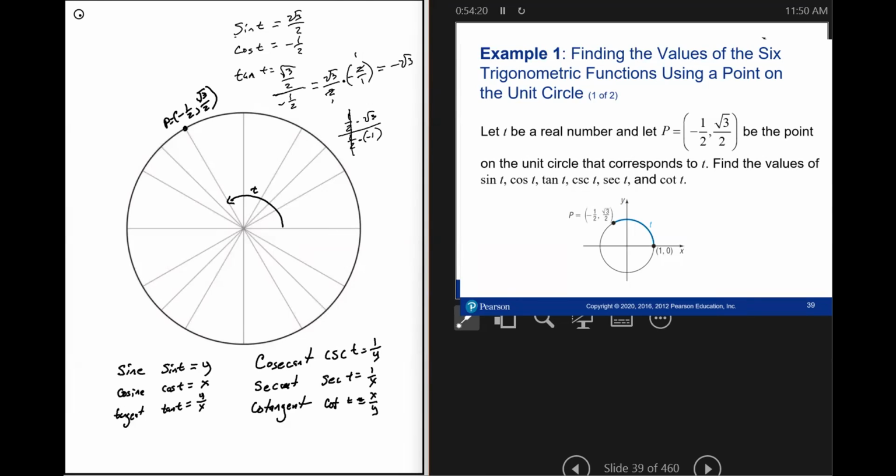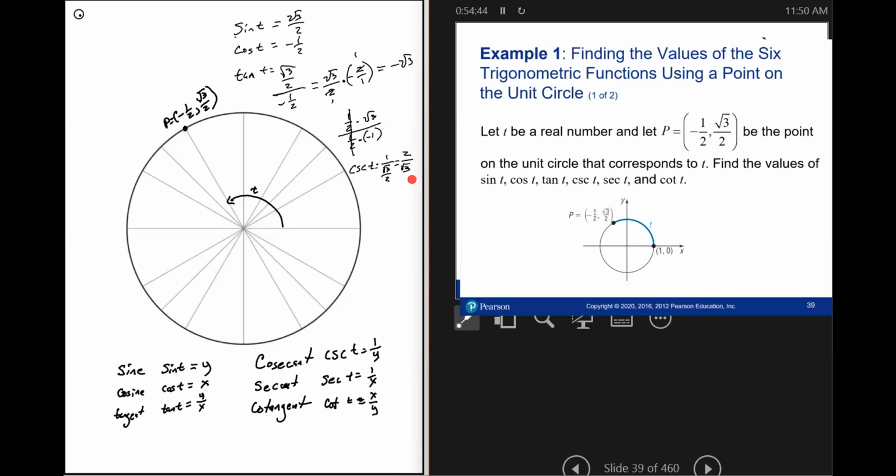So we had two different ways of getting the negative square root of 3. Now, all these other numbers, the cosecant of t is going to be 1 over y. So it's 1 over the square root of 3 over 2, which is just the reciprocal of that fraction, which is 2 divided by the square root of 3.